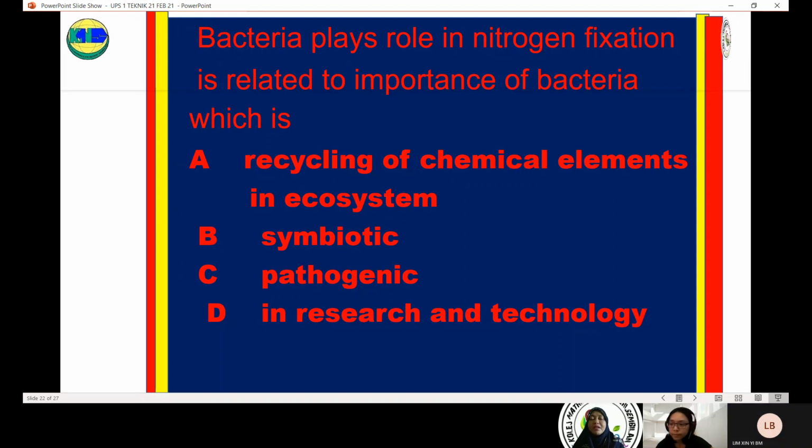This question is really direct. If you get it wrong, I will really be annoyed at you. So nitrogen fixation, they fix the nitrogen. So it is recycling of chemical elements in the ecosystem. The answer is A.